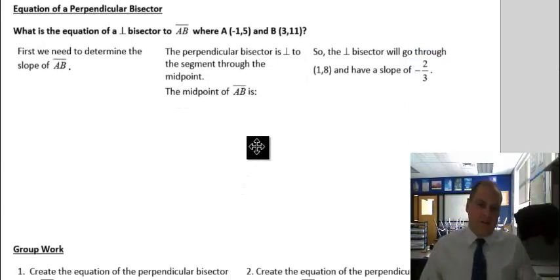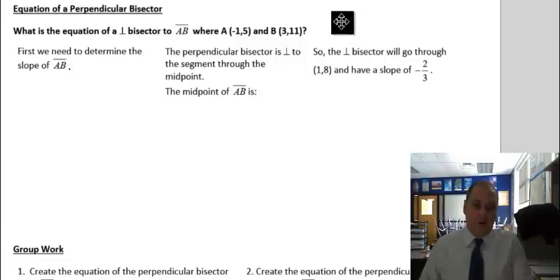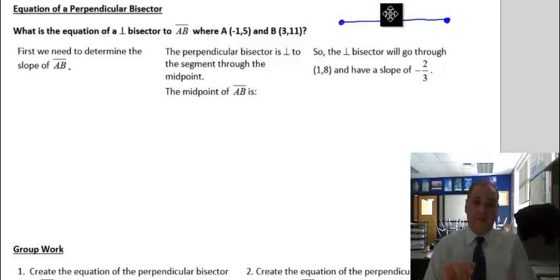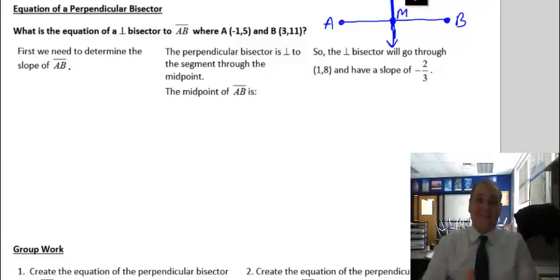Here's the process. You may not understand it right away in this video, and you might think, whoa, that's kind of a lot. But if you think about what a perpendicular bisector is, I'm going to draw it out for you. We have a line segment, and the perpendicular bisector goes right through the midpoint, and it's perpendicular. So we're trying to find the equation of this line right here. It's got to go through the midpoint of AB, and it's got to be perpendicular.